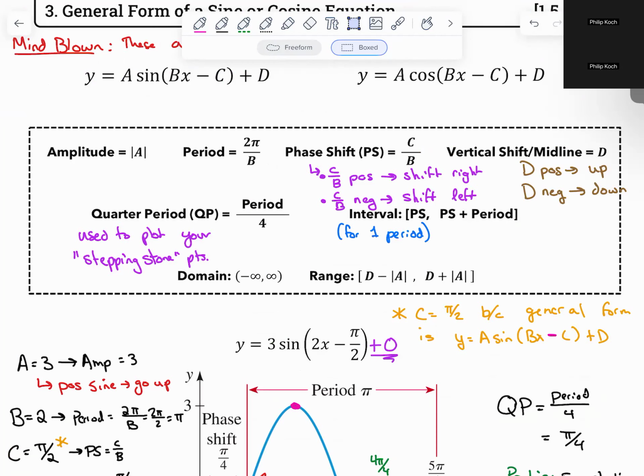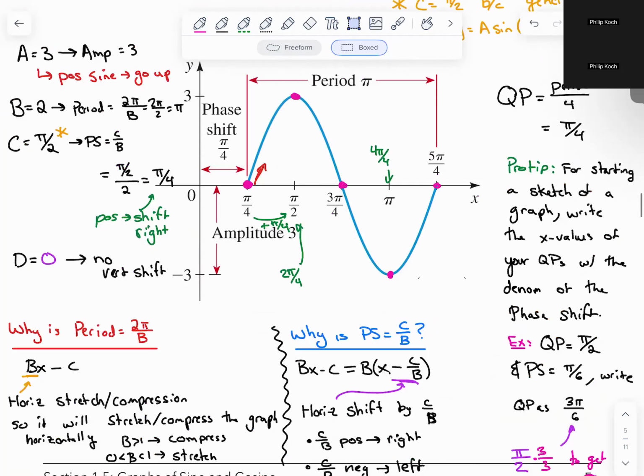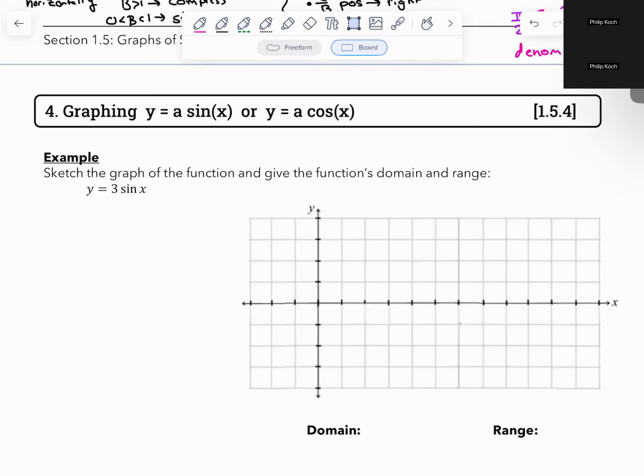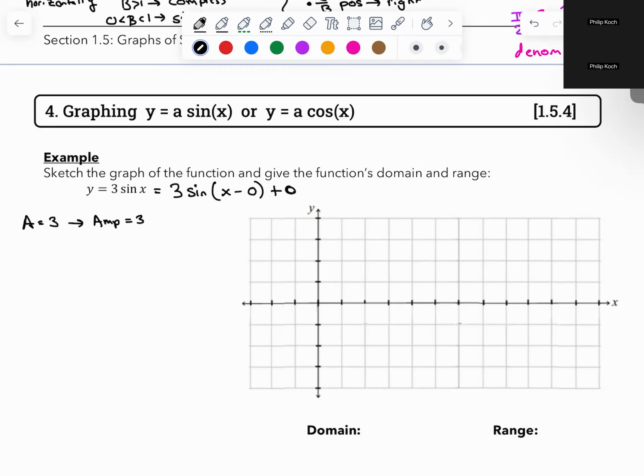But either way, this first one is y equals 3 sine of x. You could rewrite that to get it into the sinusoidal form: 3 sine of (x minus 0) plus 0. I'm writing this for our notes, but on an exam you don't need to write that. That's just for us to identify all the bits and pieces. A is 3, which means that our amplitude is 3.